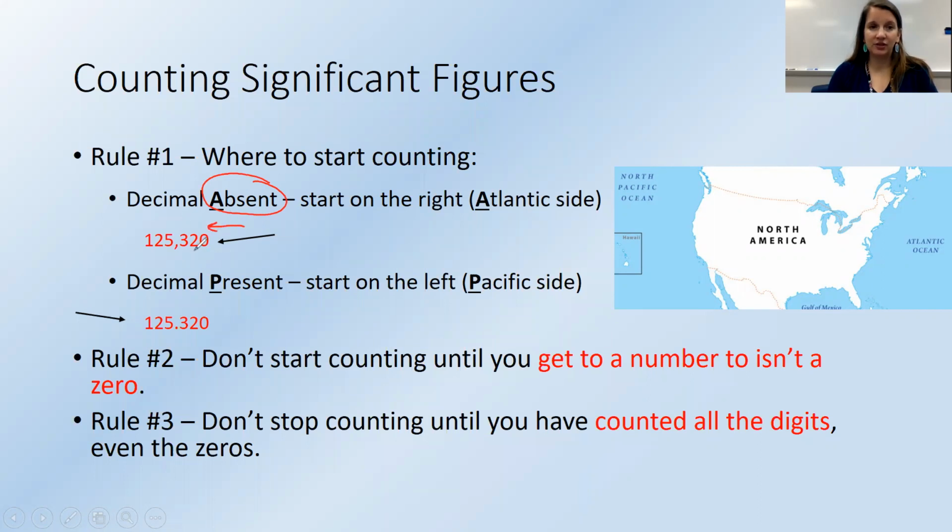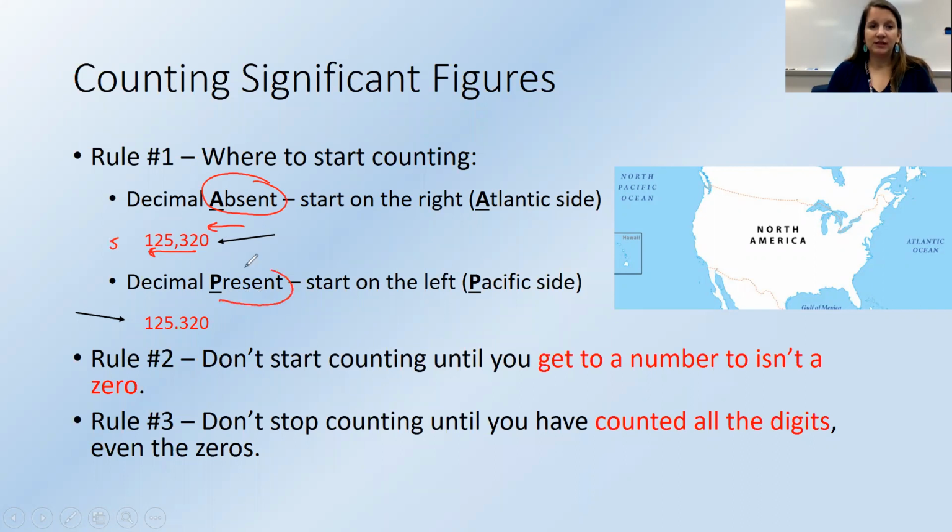We go to our first non-zero number. We start counting and we keep counting. So this 0 is not significant. That last 0 there is a placeholder. It is not significant to the measurement. So we have 1, 2, 3, 4, 5 sig figs in this number here.